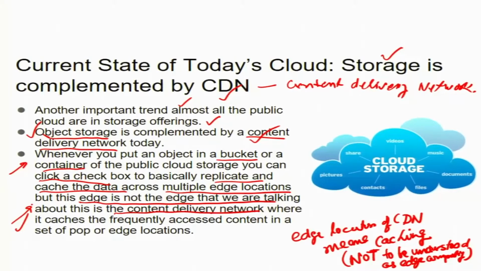So, that is what we have understood, that this object storage is not only stored at one place. If the client wants that this particular object which is stored is to be accessed very quickly or efficiently, then caching has to be done at more than one place, and those locations where that particular object or storage is replicated are called the edge locations. So, this edge is not the edge computing, but it is the caching.